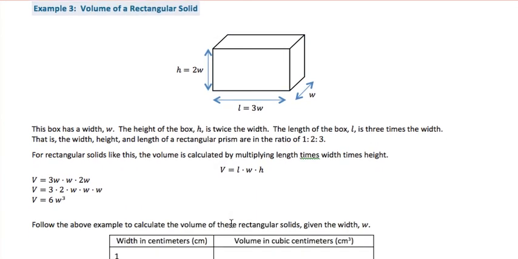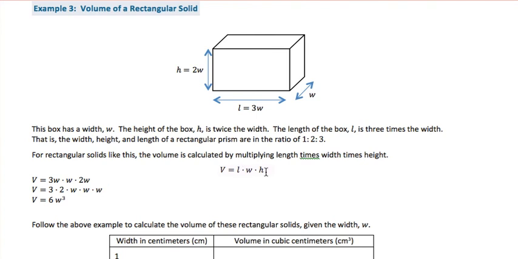Let's change gears here to example 3. We're looking at the volume of a rectangular solid. Now this box has a width of W, width. The height of the box is twice the width, 2 times W, and the length of the box is 3 times the width. That is, the width, height, and length of a rectangular prism are in the ratio of 1, 2, 3. For rectangular solids like this, the volume is calculated by multiplying length times width times height.